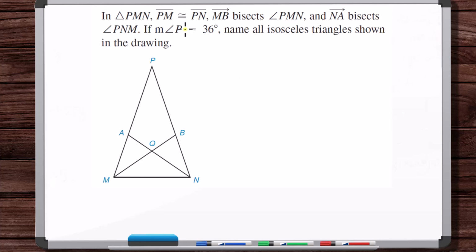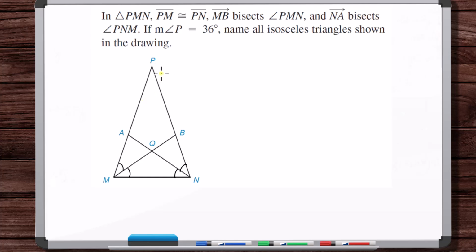In triangle PMN, PM is congruent to PN. It's kind of hard to mark that in, but this entire length PM is congruent to this entire length PN. MB bisects angle PMN, so this is a bisector here, and NA bisects angle PNM, so this is another bisector. If the measure of angle P is 36 degrees, well, we know these are going to be congruent because if side PM is congruent to side PN, then that's an isosceles triangle. So this entire angle is congruent to this entire angle. So the bisectors are congruent. The half angles are congruent.